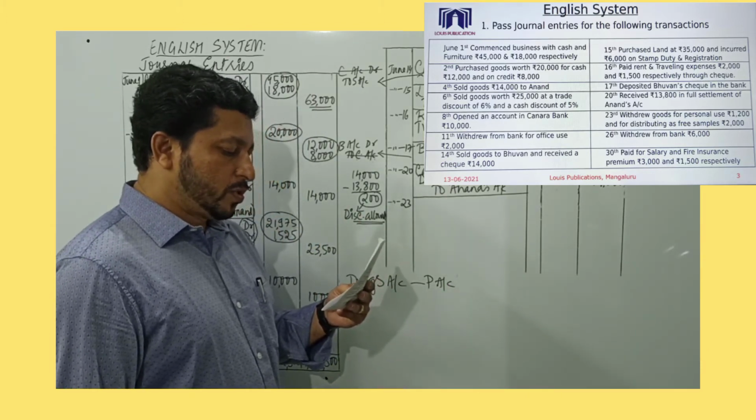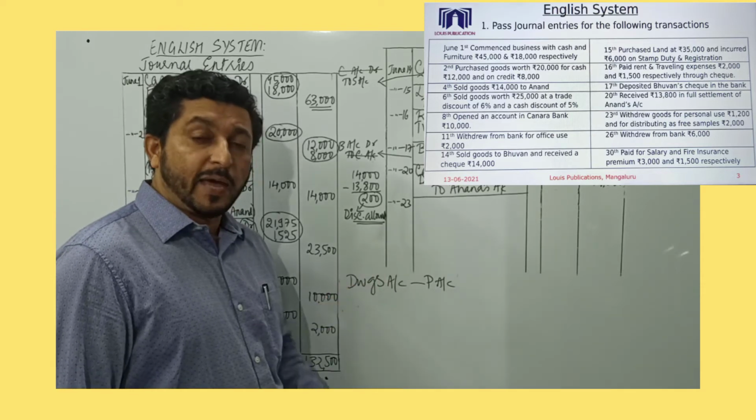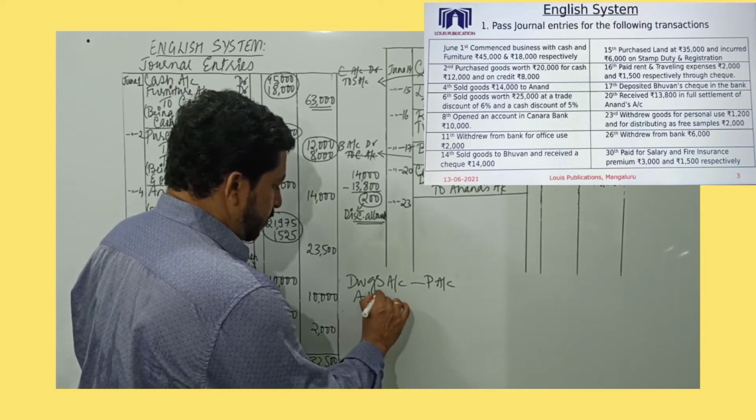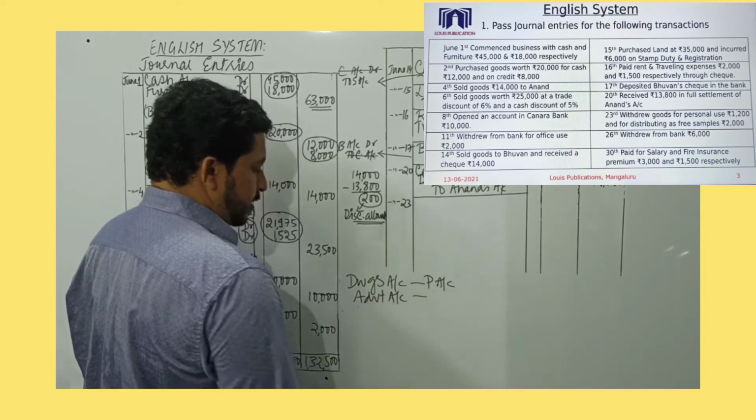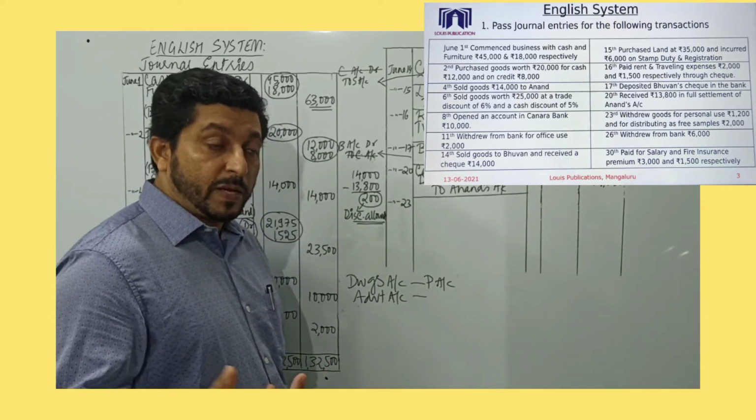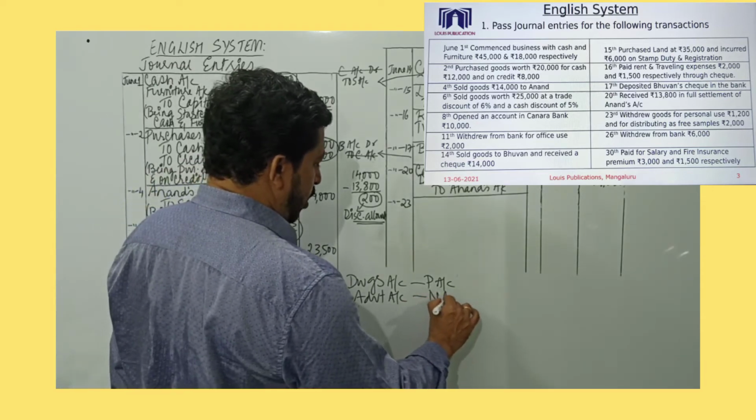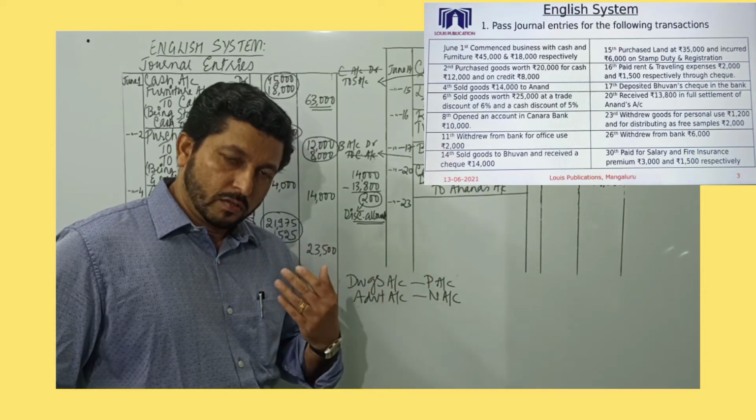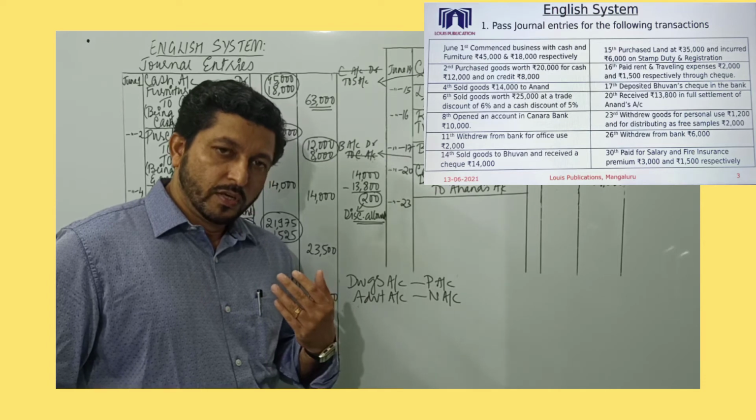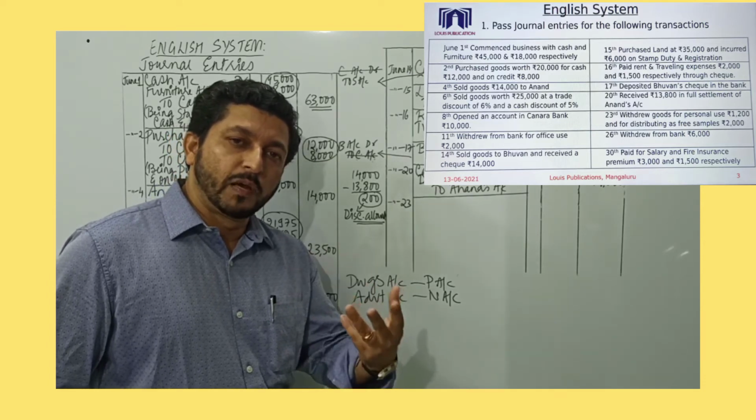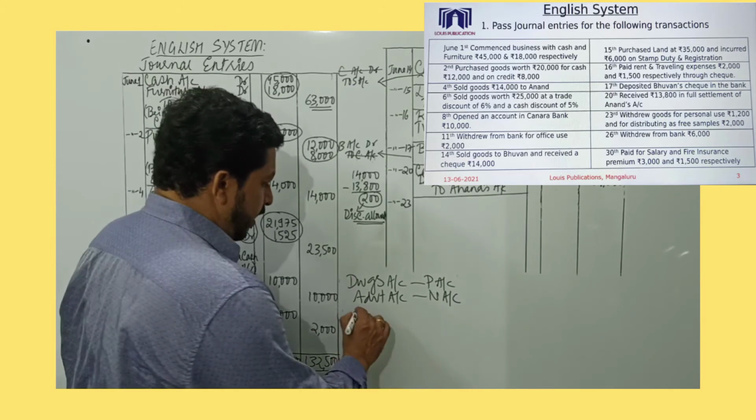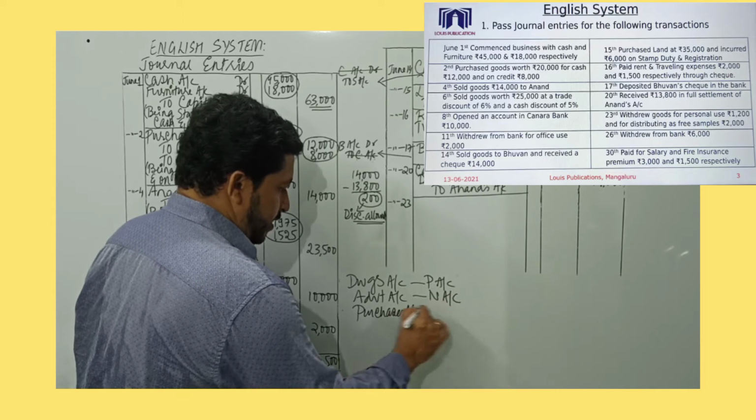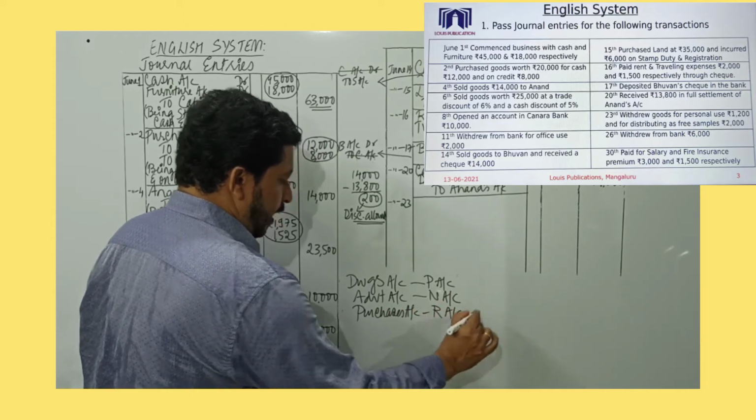Withdrew goods for personal use and for distributing as free samples. It's like an advertisement given. So you can record advertisement account. Free samples is advertisement. Advertisement is an expense for the business, so it belongs to the class nominal account. And when the goods are withdrawn for personal use, the purchases value, goods available for sale, will decrease. So the other account present is purchases account. This is a very interesting transaction, understand. And purchases belongs to the class real account.